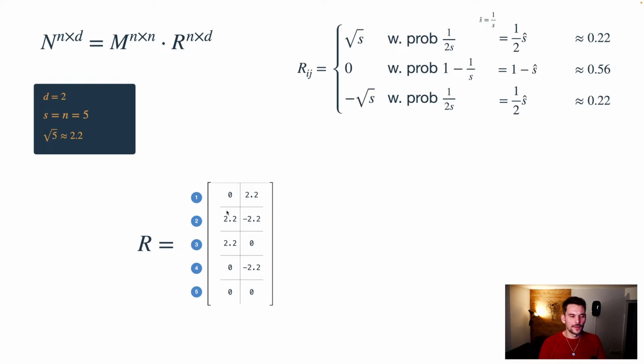Now by doing this, we can construct our random projection matrix simply by randomly selecting some of these values to construct this matrix. So we have an n cross d matrix. D in our case is 2, so we want to reduce our n dimensions to d dimensions. S we set to 5, which is the number of nodes we have in the graph, and the square root of 5 is approximately 2.2. So what we do is we construct this matrix by randomly sampling this distribution here.